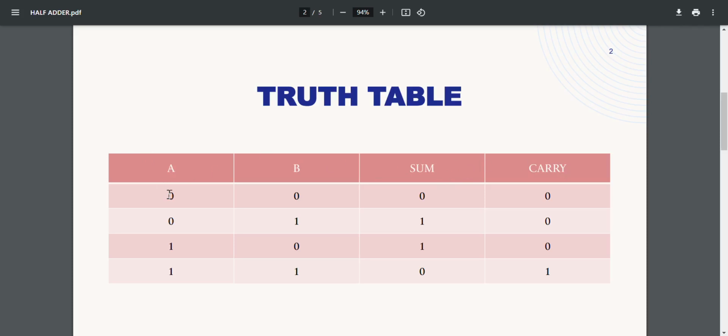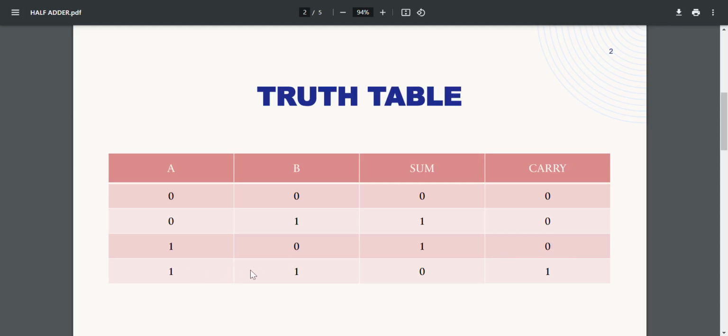We add 0 and 0, so we get nothing as the sum, and that's 0, and we did not use carry, so the carry is also 0. Now the inputs are 0 and 1, so the sum becomes 1 because 0 plus 1 is 1, and we did not use any carry, so it still remains 0. Then the inputs are 1 and 0, and the sum again becomes 1 because 1 plus 0 is 1, and we did not use carry, so it still remains 0.